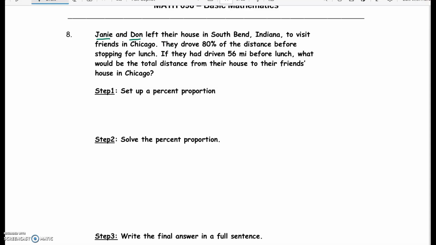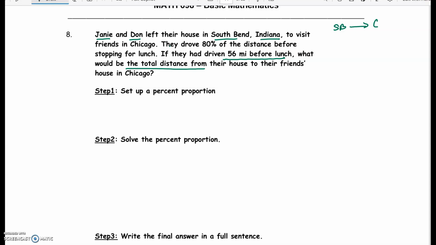Janie and Don left their house in South Bend, Indiana, to visit friends in Chicago. So they left home from South Bend and they're driving towards Chicago. They drove 80% of the distance before stopping for lunch. So they're already done with 80% of the entire distance. If they had driven 56 miles before lunch, which is 80% of the whole, what would be the total distance?